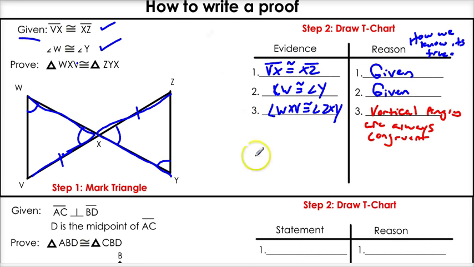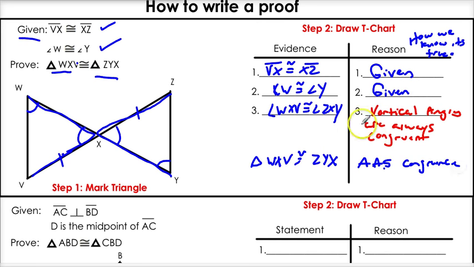Nothing's changing here. So now you just write that triangle WXV, and I'm just getting this from here, this is what we're proving, is congruent to ZYX. And why? Well, this is angle, angle, side. And you just have to write that AAS congruence. Simple. You write your evidence, how you know things, and then you write your conclusion. You have to always write your conclusion.